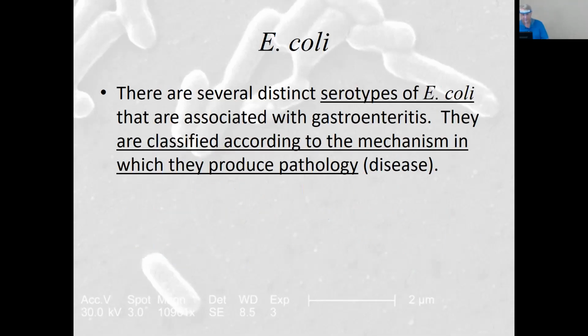There are distinct serotypes of E. coli that are associated with gastroenteritis, and they are classified according to their mechanism in which they produce pathology, so the disease state, okay?